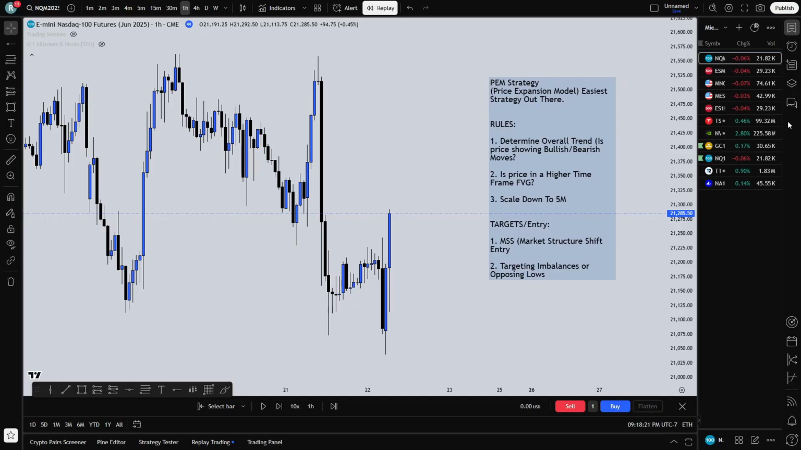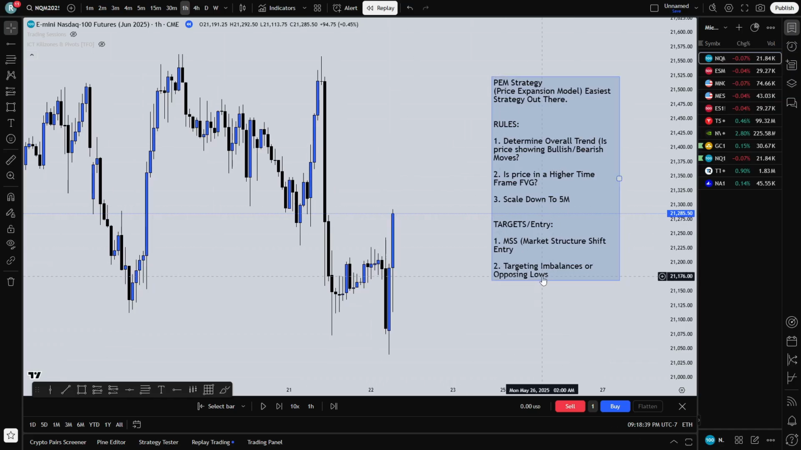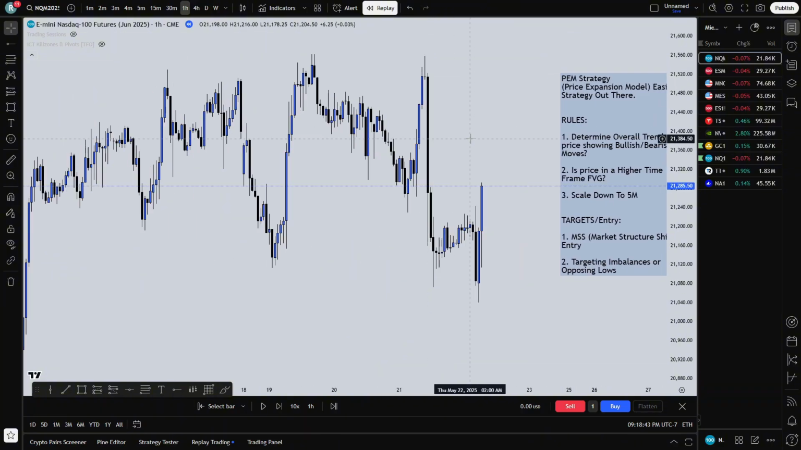All right, guys. So now here's the bearish version of this. I changed one thing for the targets and entry. All you're going to be looking for is targeting imbalances, opposing imbalances, and opposing lows. Basically it goes from highs to lows because you're bearish. So now you're going to be targeting opposing lows. Pretty simple. Let's go ahead and identify this.